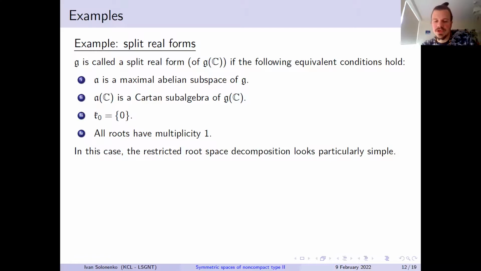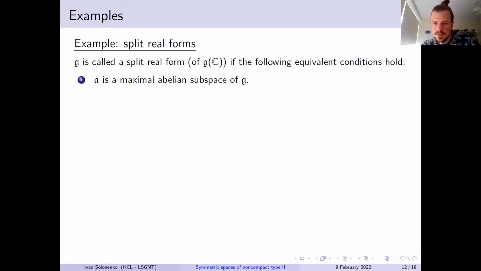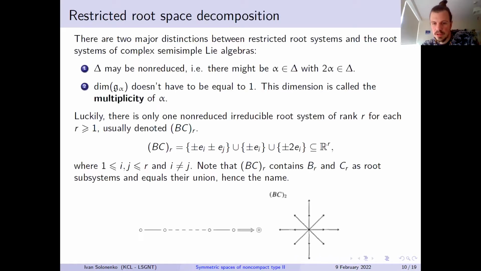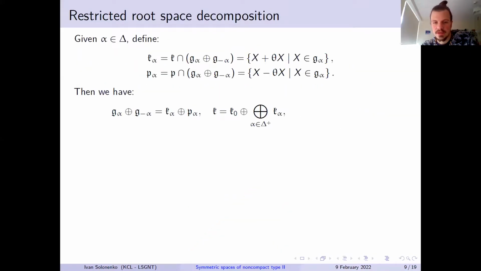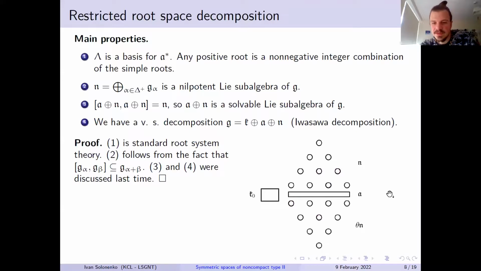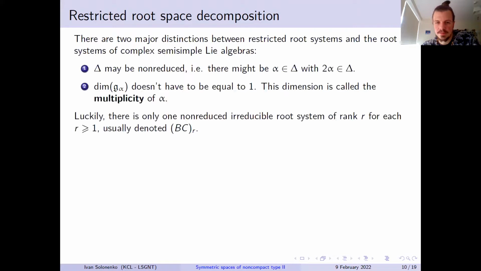In this case, the restricted root space decomposition looks particularly simple. Let me go back to the picture. Yeah, so in this picture, in the split real form, you don't have the K0 box. So you just have this block here and two pyramids on top and on the bottom. And also each circle is of dimension 1. Each G alpha is of dimension 1, so it's particularly simple.